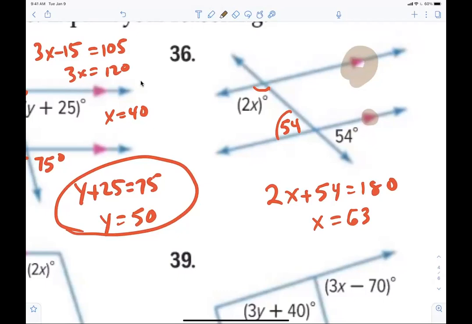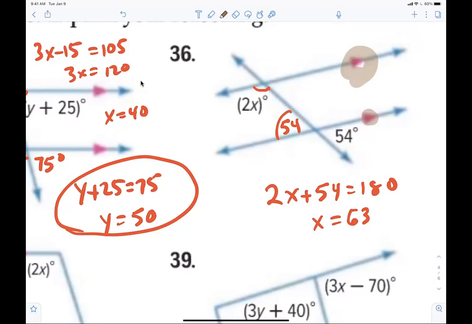Right? Now, because you understand what we did about corresponding angles, alternate interior angles, alternate exterior angles, those are all congruent. Consecutive interior angles are supplementary.